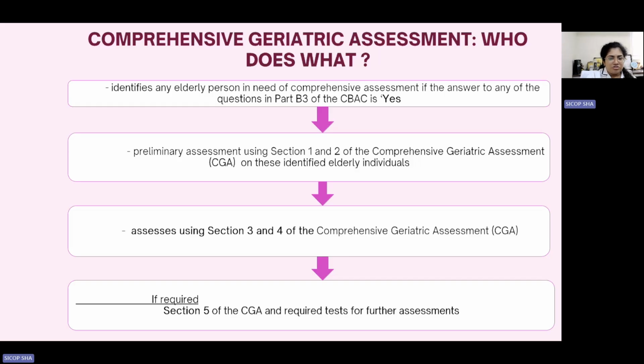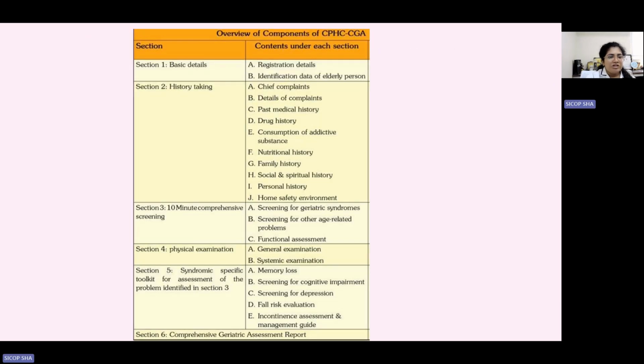There are sections of this geriatric assessment. If required, section 5 of the CGA and required tests are used for further assessment. So there are sections that we are talking about now. Section 1 is about basic details, that is, registration details and identification data of the elderly person. That means the demographic data.